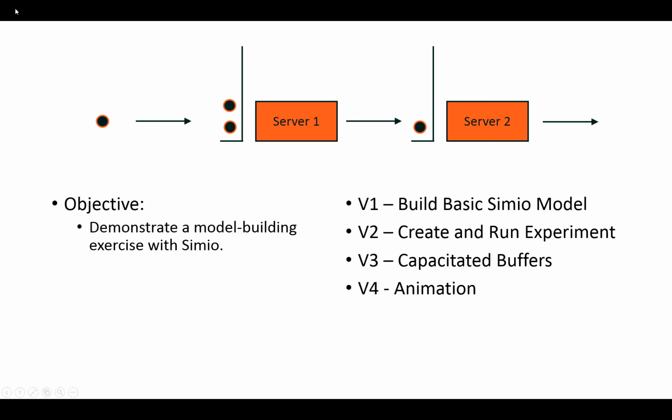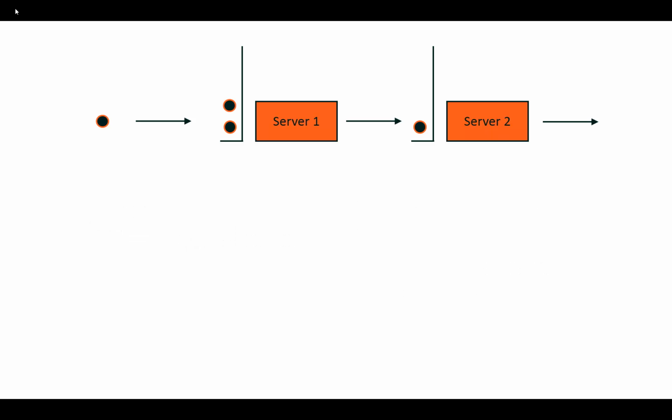So let's look at some of the details of our system that we'll need in order to build the basic model. We have an inter-arrival time, so the time between successive arrivals will be exponentially distributed with a mean of 1.25 minutes. Service times at server 1 follow a triangular distribution with parameters 1, 1.2, and 1.4 minutes. And finally, service times at server 2 are exponentially distributed with a mean of 1.1 minutes.